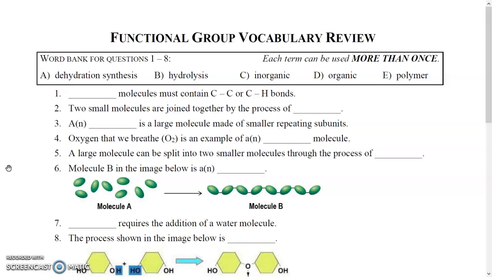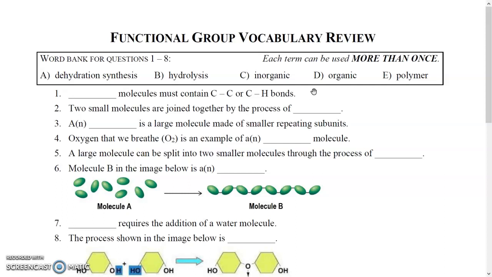Our first question, blank molecules must contain carbon-carbon or carbon-hydrogen bonds. The correct answer here is D, organic. An organic molecule, by definition, must have carbon in it, and that carbon must bond to either other carbon or hydrogen atoms. It could have both, it could have just one or the other, but it must have carbon, and that carbon has to bond to either other carbons or hydrogens.